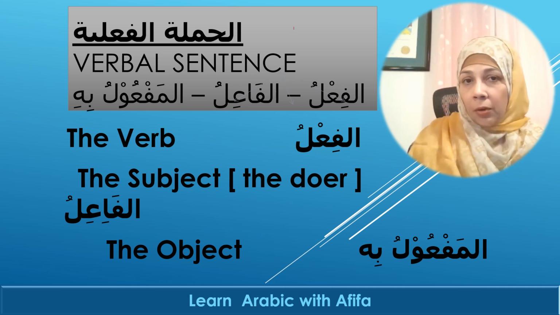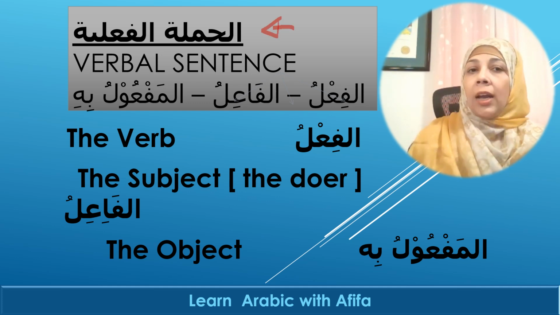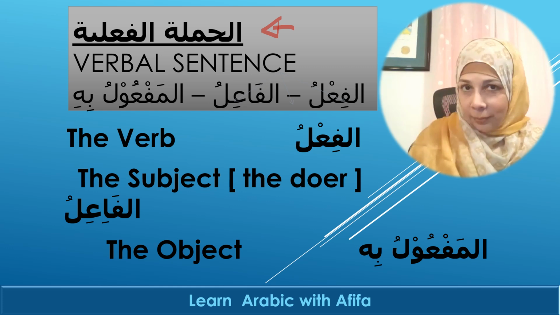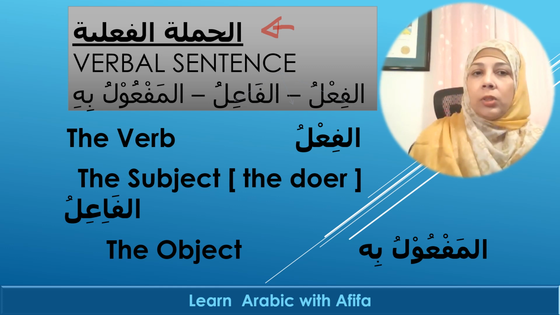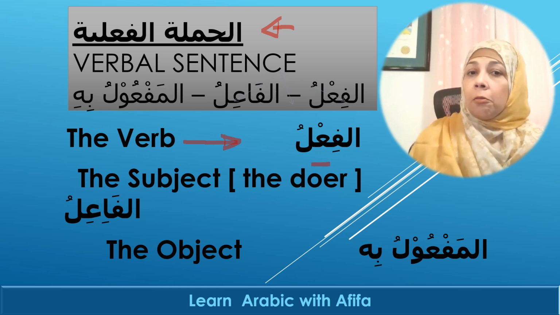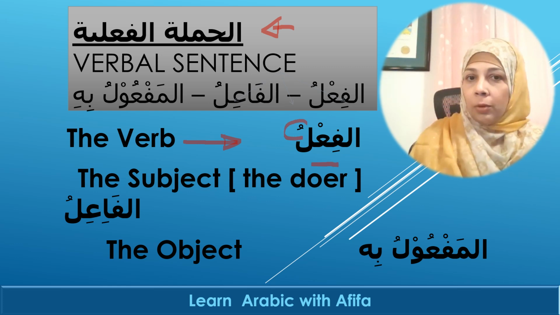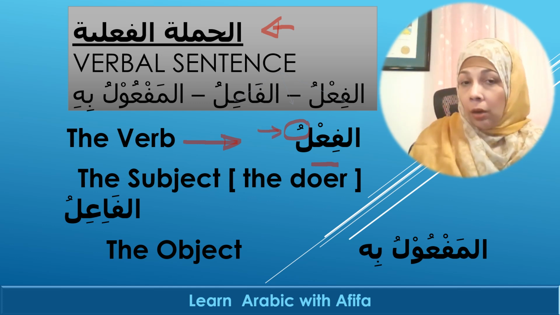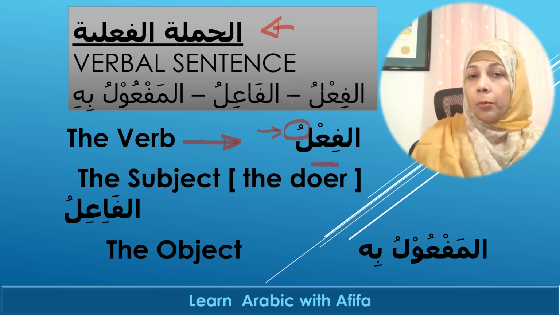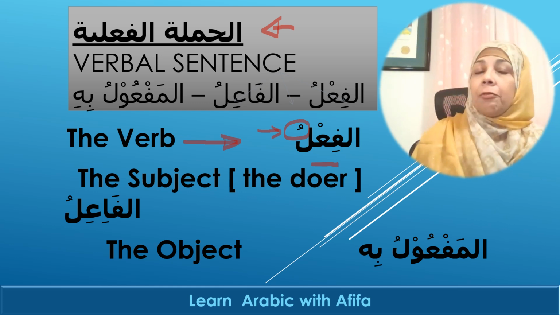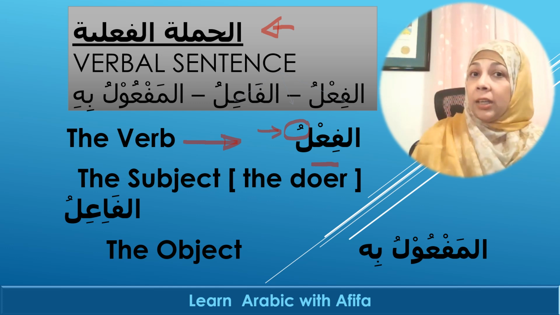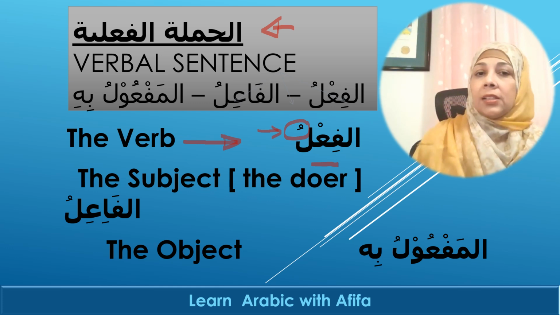So let me summarize what we learned for al-jumlatul fi'liya, the verbal sentence. We studied that the verb in Arabic is called al-fi'lu. So this haraka, or the vowel sign at the end, you can pronounce it if you continue, or if you stop, you don't have to pronounce it. So you can just say al-fi'l. But if you continue, you can say al-fi'lu. Okay, so that is the verb.